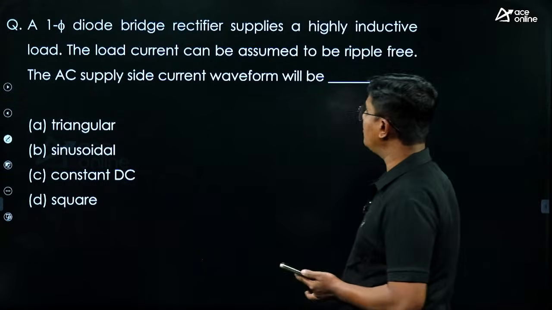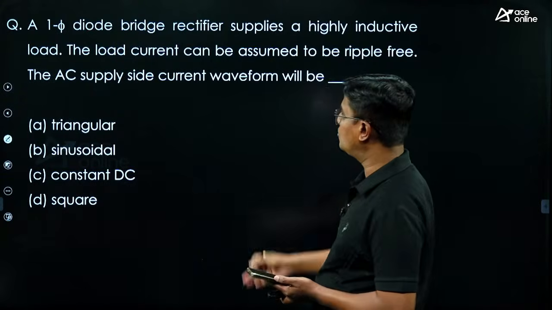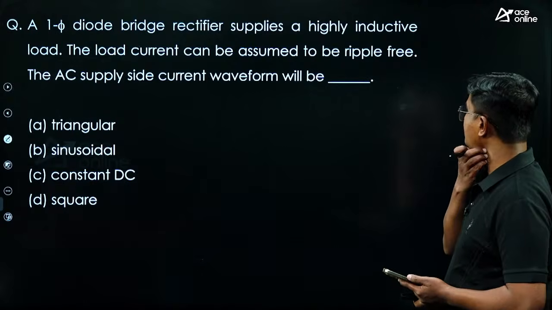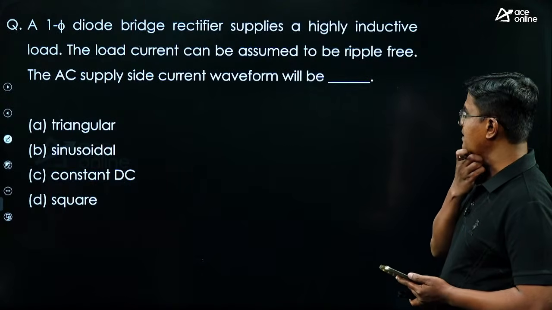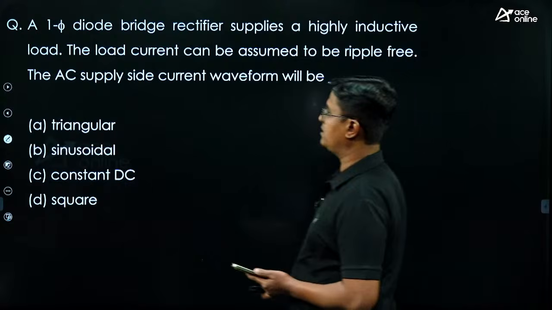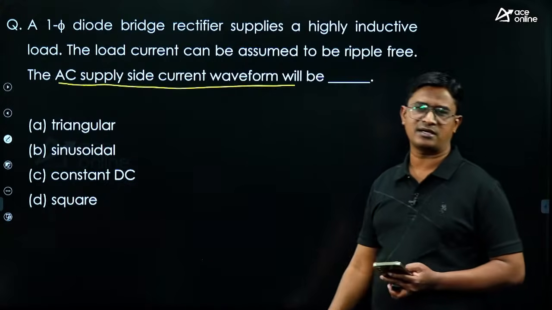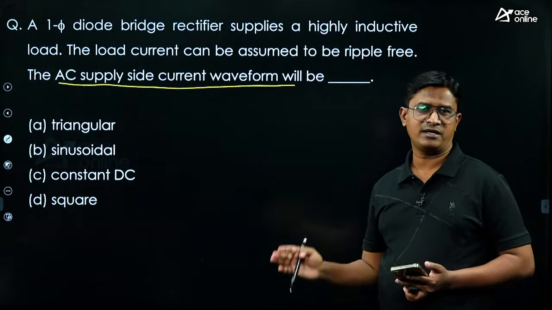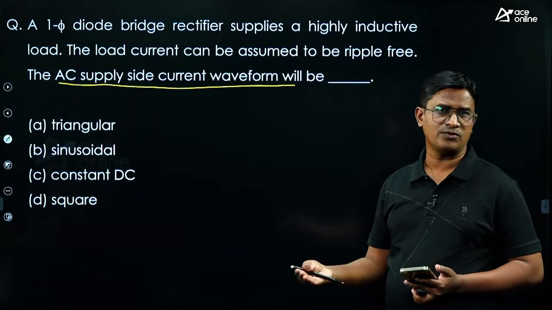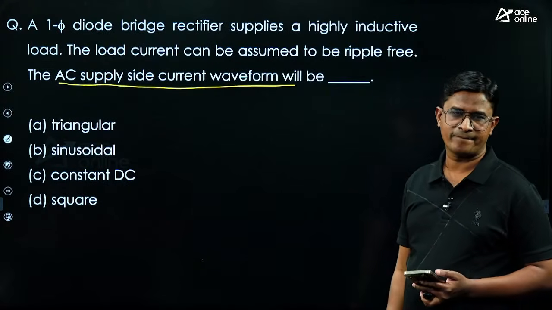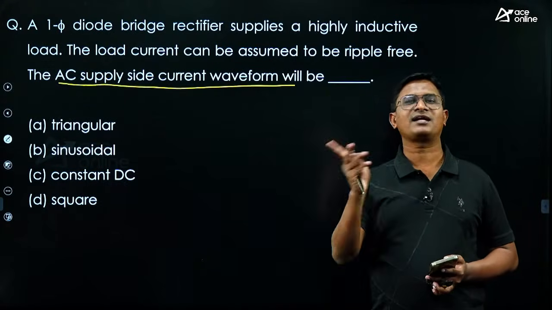A single phase diode bridge rectifier supplies a highly inductive load. The load current can be assumed to be ripple free. They are asking about the AC supply side current waveform, which means the source current waveform. The AC side current means source side current. Diode rectifier, load is highly inductive. What is the source current waveform? You can relate this with your thyristor rectifier.